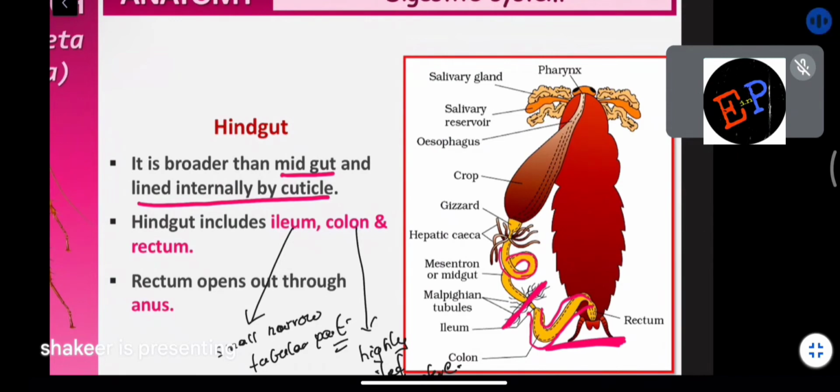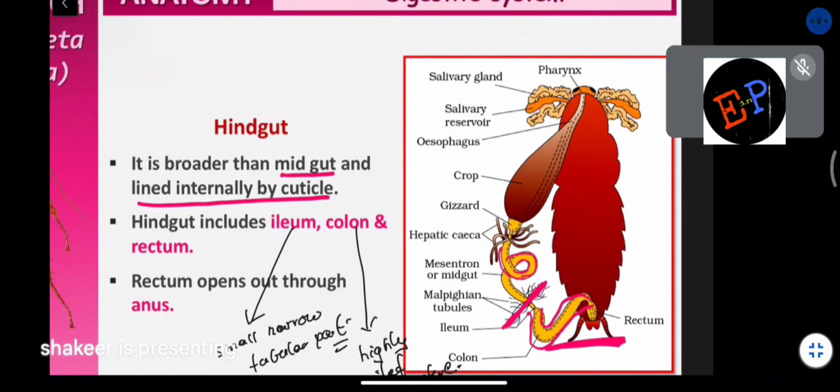And here also you will find a cuticle, but the cuticle is present on the inside of this hindgut. Are you able to understand? So the cuticle is present in the foregut also, and in the hindgut also, but in the midgut you don't find any cuticle. And the cuticles are present on the inside. Even in the foregut, in the case of the gizzard, these cuticles were present inside, and to the cuticle these chitinous teeth were attached. And in the hindgut also you will find cuticles present on the inside.